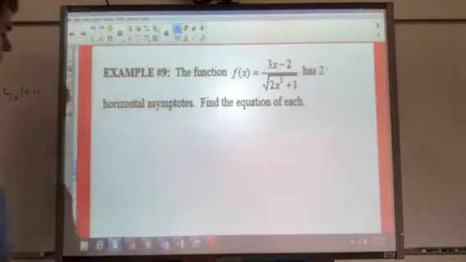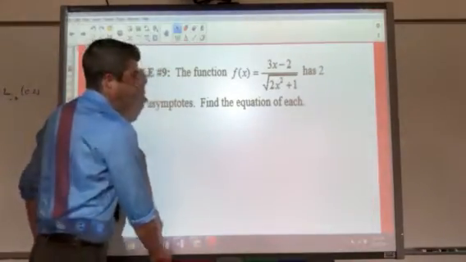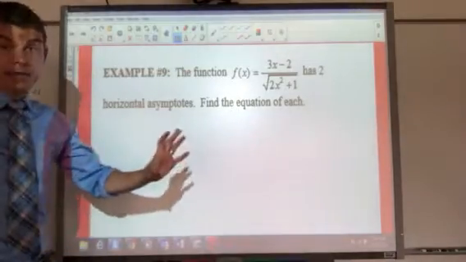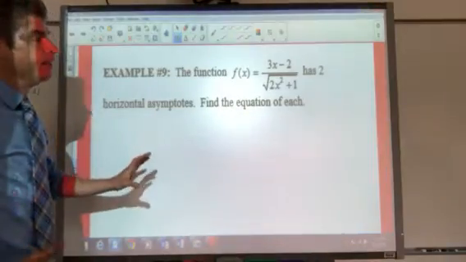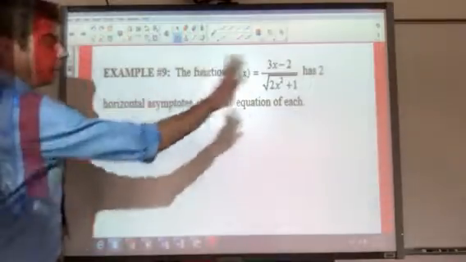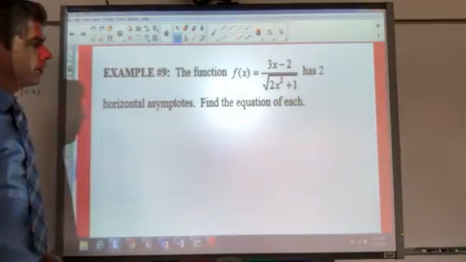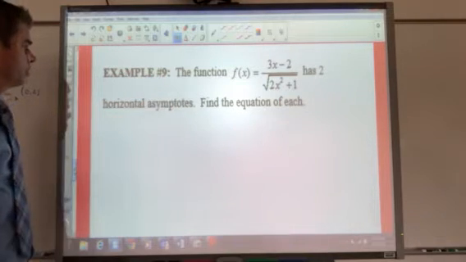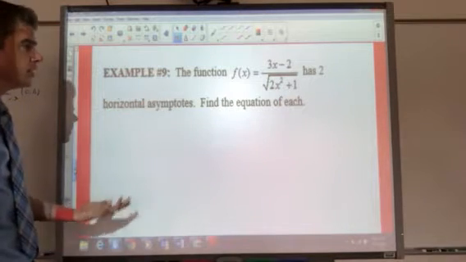Okay, so often on the AP exam, a question might come up where you're analyzing end behavior of a function, and the end behavior might be different depending on which side of infinity you are looking at. So I'm claiming this function right here has two horizontal asymptotes. Find the equation of each.